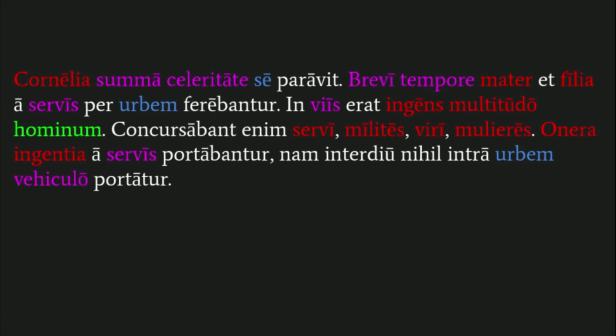So the subject is the slaves, servi, soldiers, milites, men, viri, and mulieres, meaning women. So it's saying slaves, soldiers, men, and women were going back and forth. So it's explaining why there's such a huge crowd and such a chaotic time in the city.